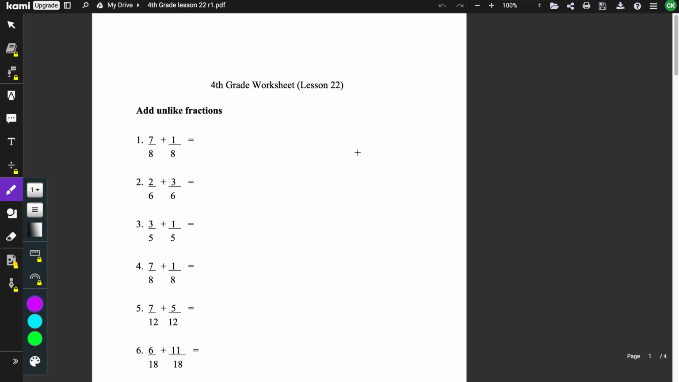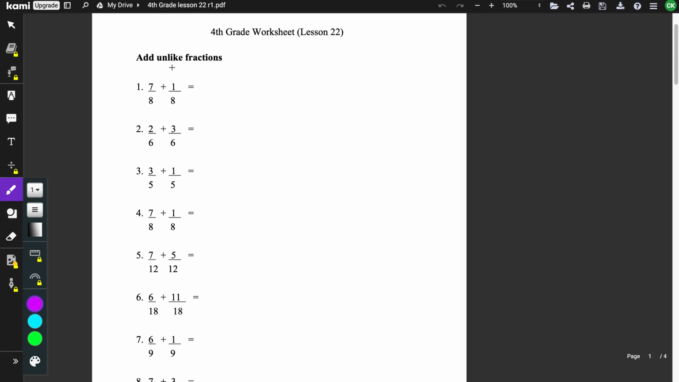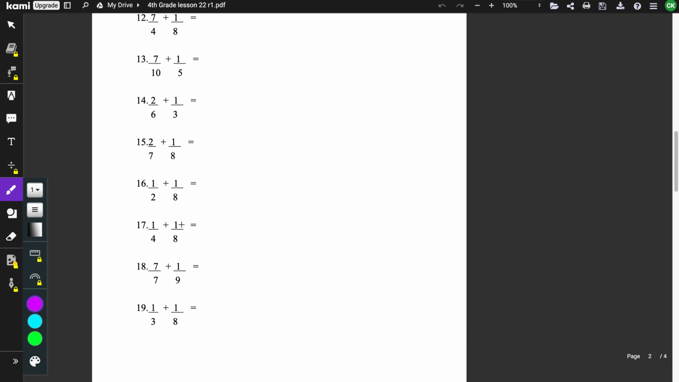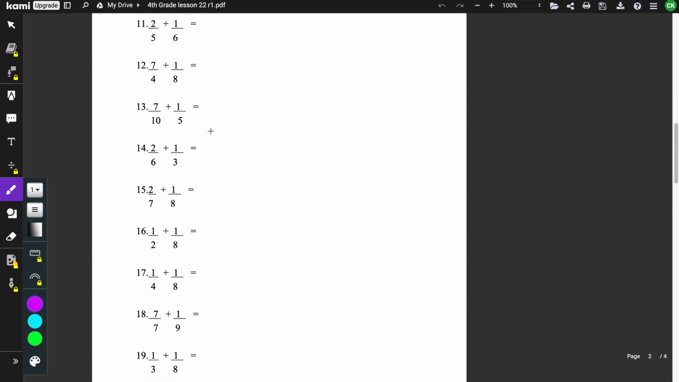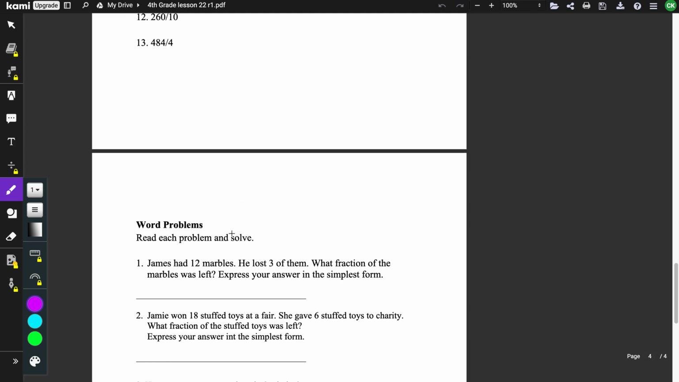Fourth grade worksheet lesson 22, and today what we're going to be doing is adding unlike fractions. And you can see we have 2 pages today. This is going to be good practice. This is pretty confusing. Division and word problems.